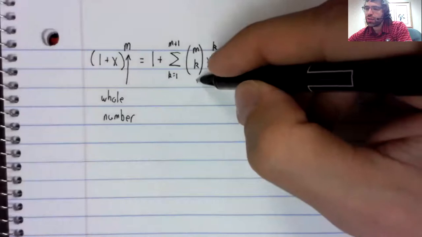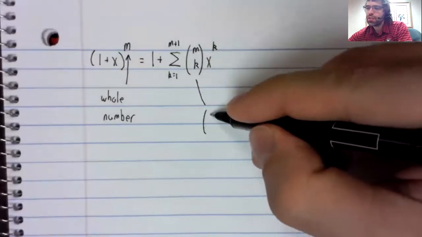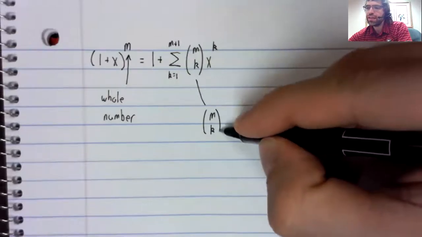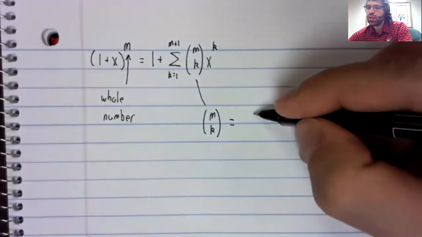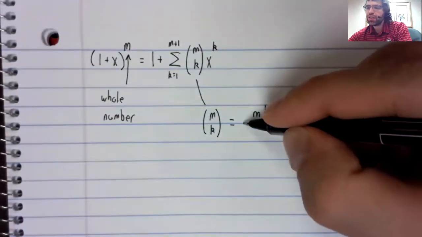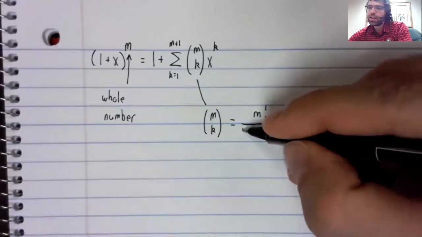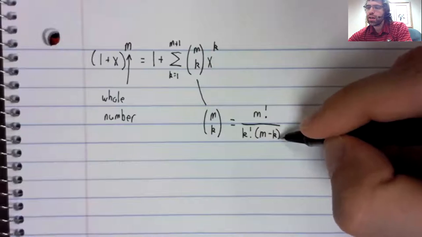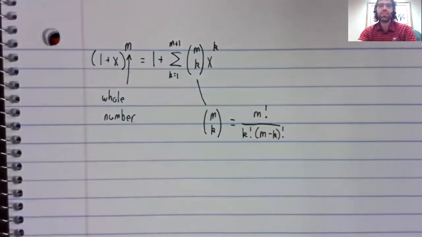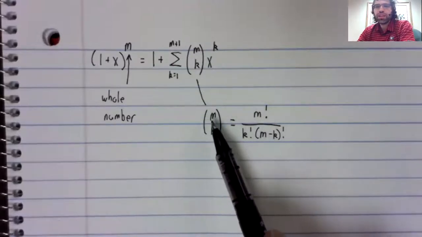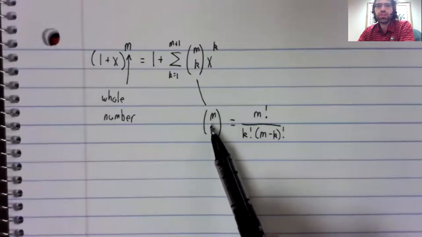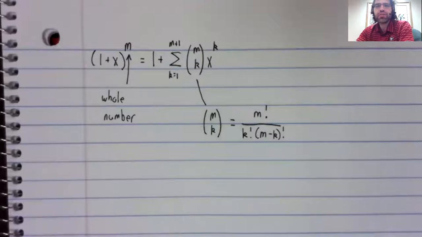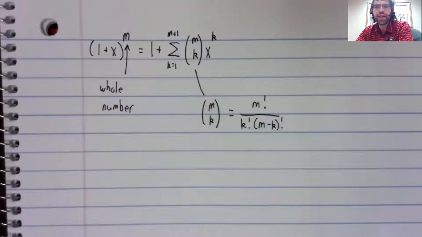And let's remind ourselves what m choose k is. It's ordinarily written as m factorial divided by k factorial times m minus k factorial. M choose k is called that because this represents the number of ways it's possible to select k objects from a set of m objects.